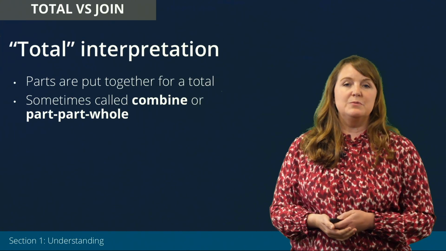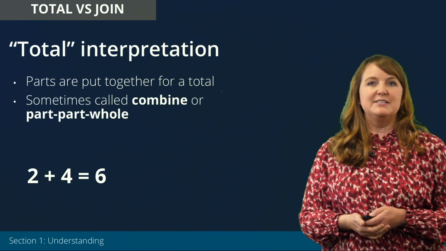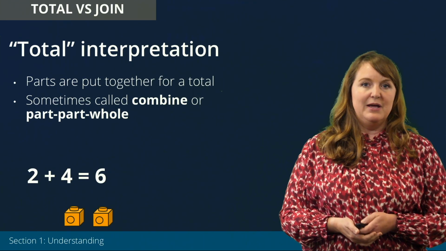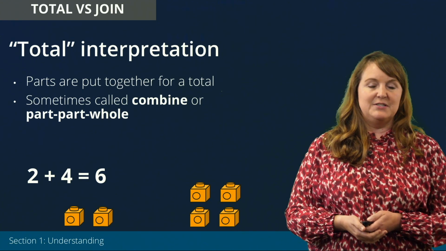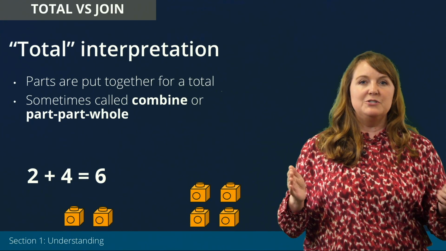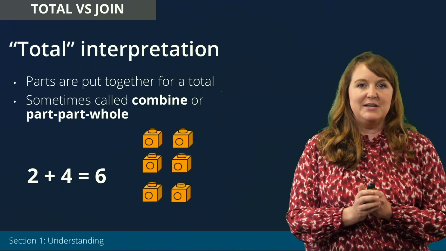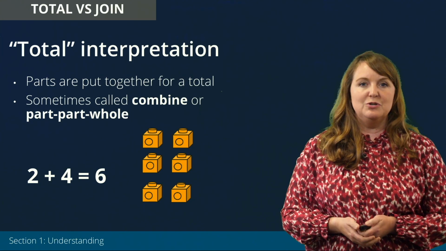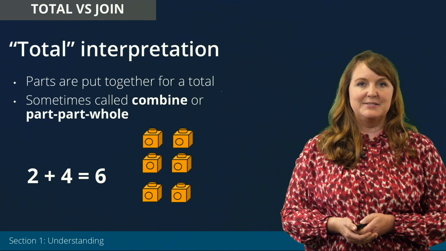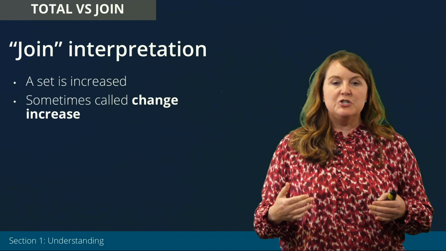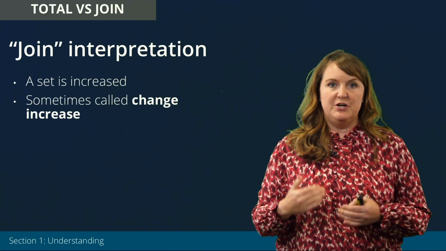In a total interpretation of addition, I have a set, so here's a set of 2. And then I have another set. Here's a set of 4. And what am I going to do? I'm going to put those sets together for a total. So 2 plus 4 equals 6. So we just talked about the total interpretation of addition.